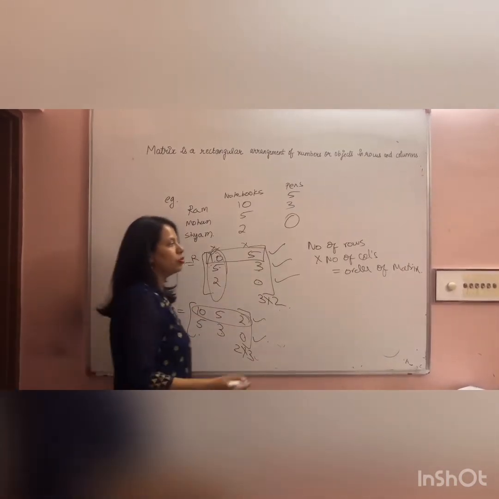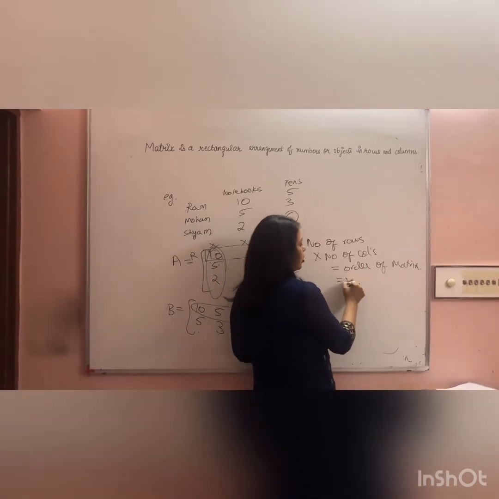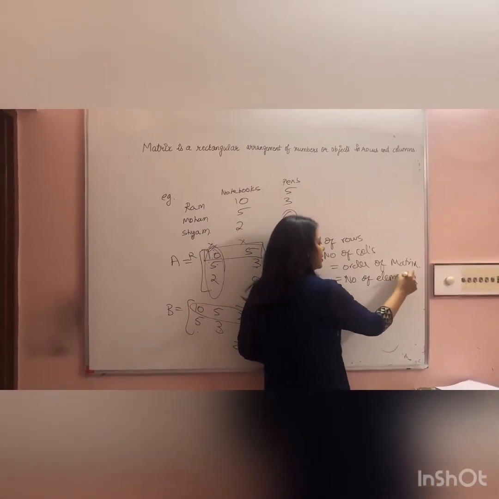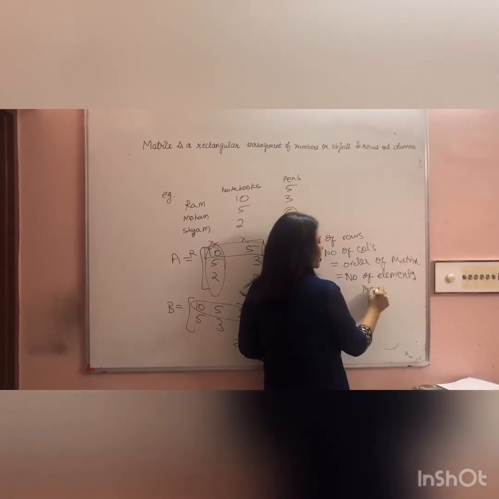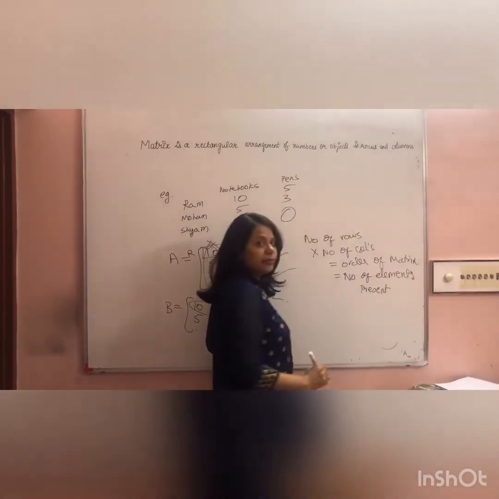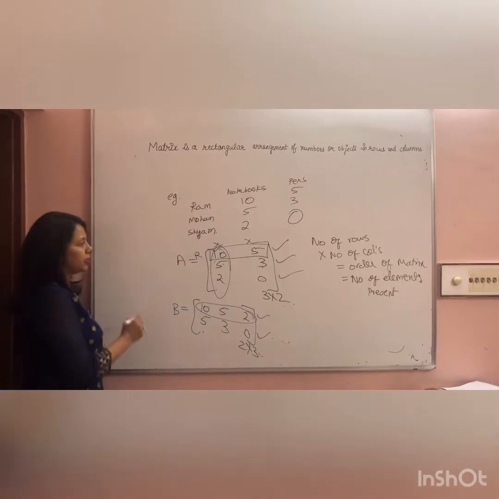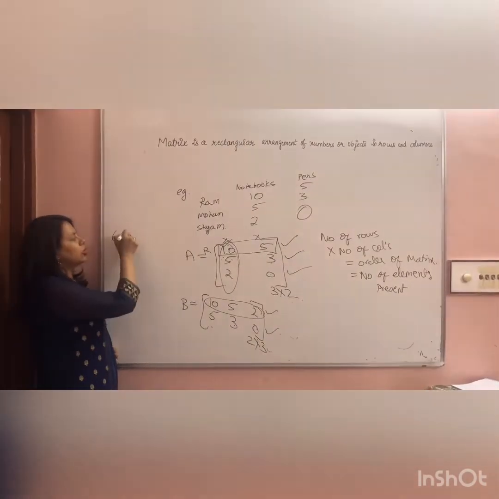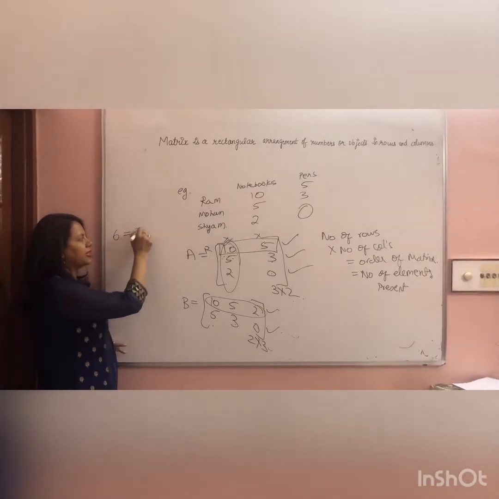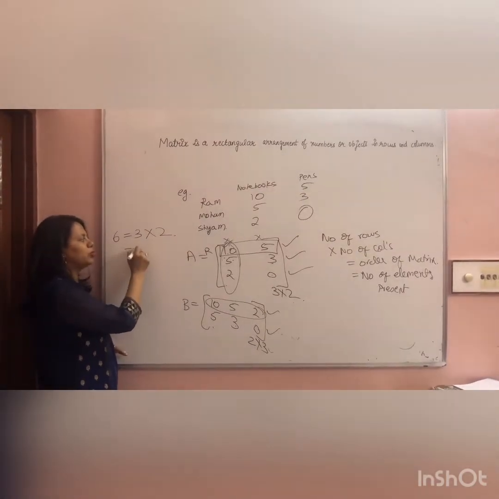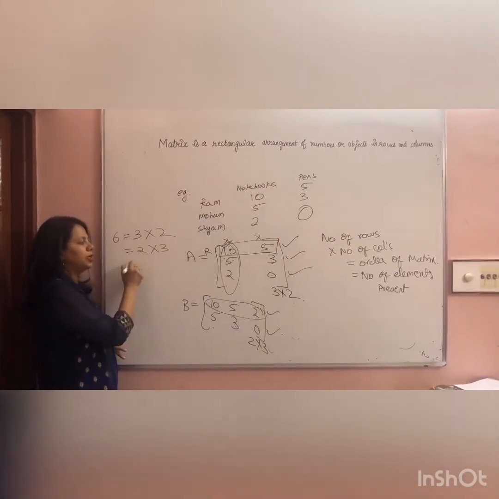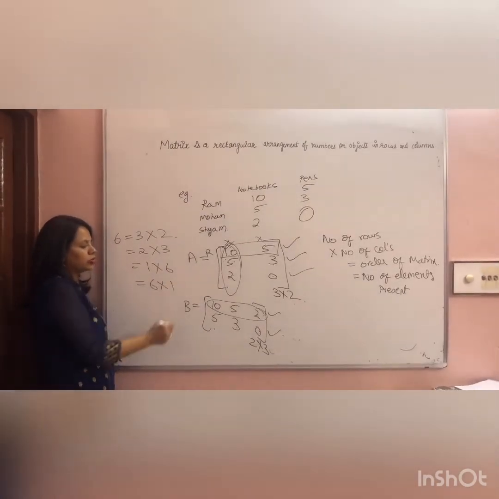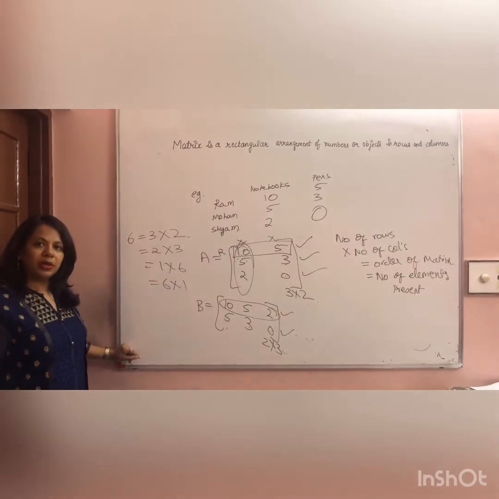So number of rows into number of columns also gives me the number of elements present. For example, here the total number of elements present was 6. So what are the possible orders that I can have? I can have a 3 into 2 matrix, a 2 into 3 matrix. I can also have a 1 into 6 matrix and I can also have a 6 into 1 matrix.